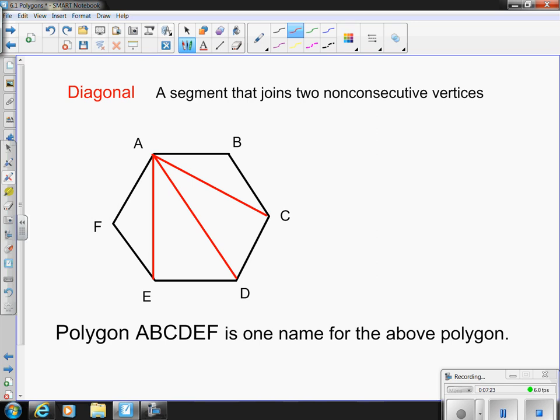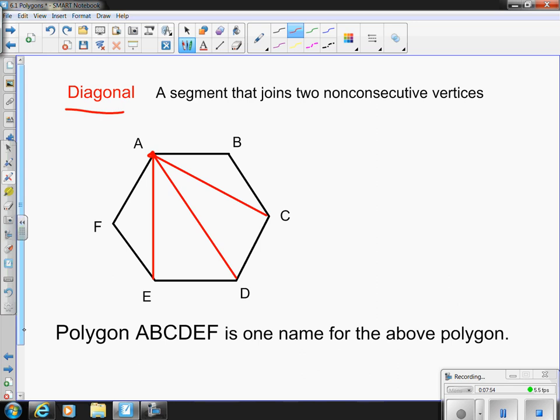We can talk about diagonals, and we're going to actually use this to talk about some of the interior angles in a quadrilateral in a second. But a diagonal is a segment that joins two non-consecutive vertices. So segment AF would be consecutive. They're two points that are consecutive. They're in a row. But if we connect A to E, they're not in a row. That makes a diagonal. So this hexagon has 3 diagonals.